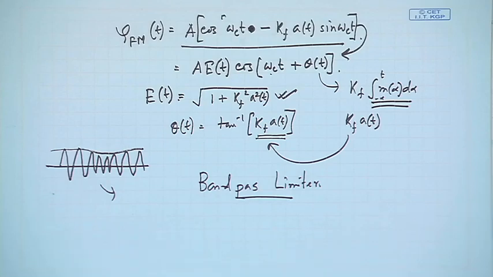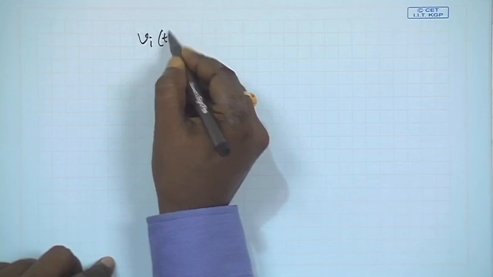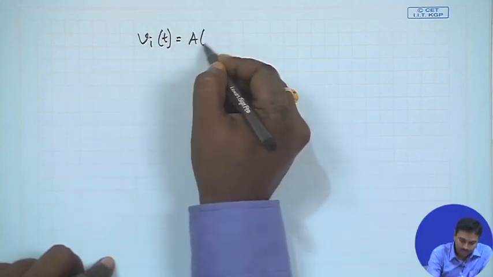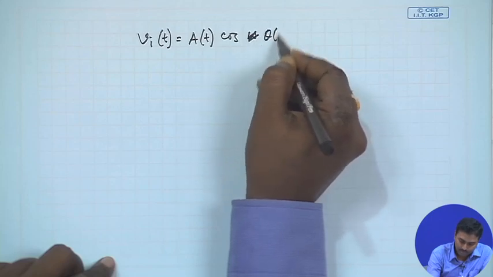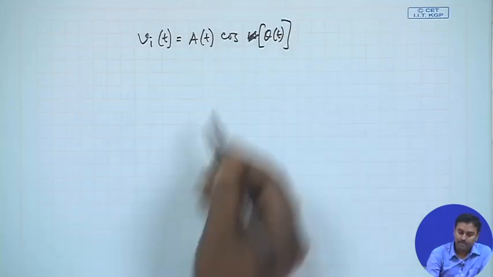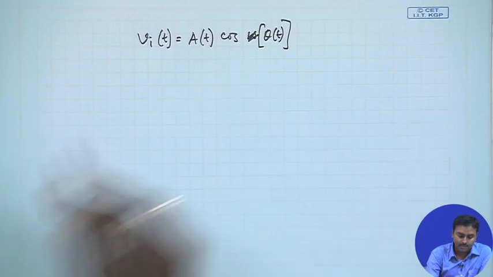What is this? This is first a hard limiter followed by a band pass filter. So, let us try to understand what a hard limiter is. Whenever that kind of signal is there, suppose I have a V_i(t) which is some A(t) cos of some theta(t). I am just trying to write that there is an amplitude variation and a theta variation.